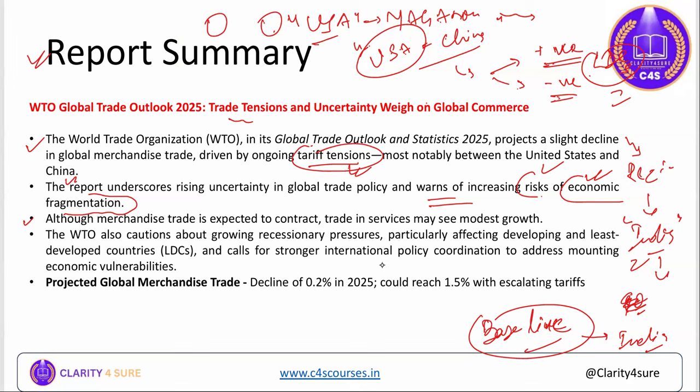Now coming to the next point, although merchandise export trade is expected to contract, trade in services may see modest growth. So merchandise means import and export of goods only. Whenever you see the term merchandise, you just correlate it with goods. It is not related with services. All right. So we can see here the contraction in the goods trade.